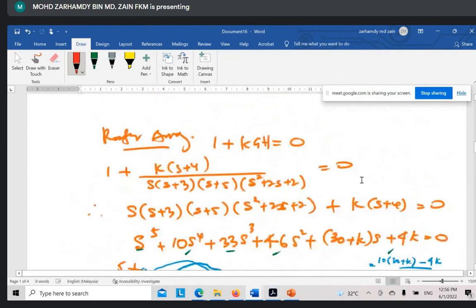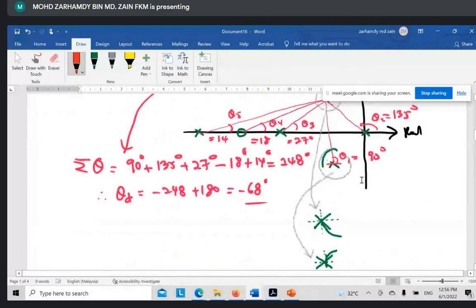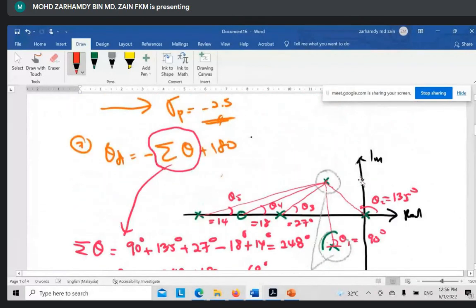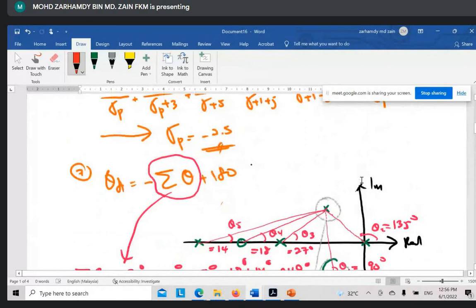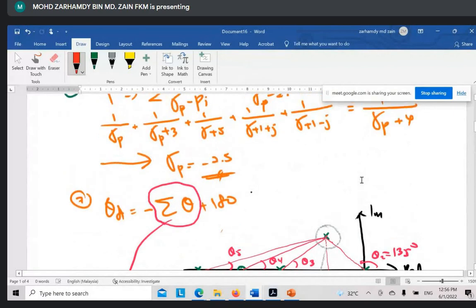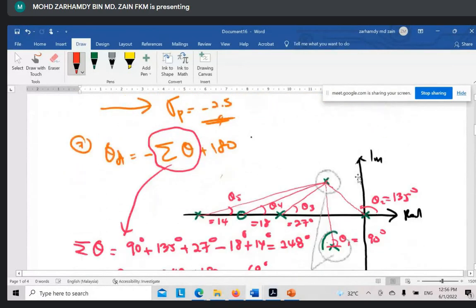To try some exercise, I will give 2 or 3 more exercises, so at least you can do some homework and get familiar. So please note, if you draw this loop locus diagram, please draw it in graph paper.